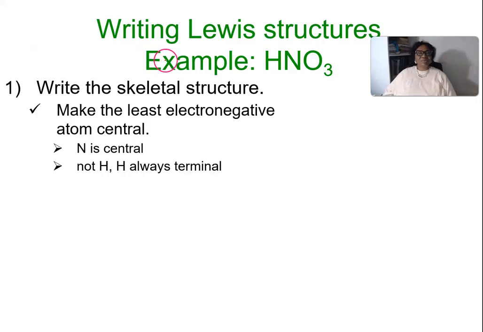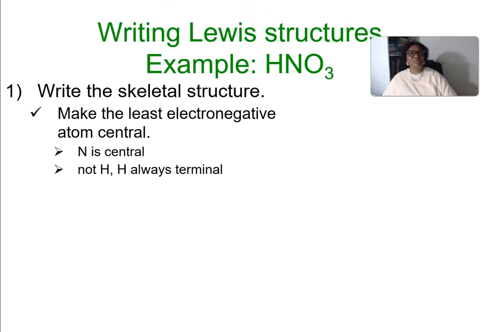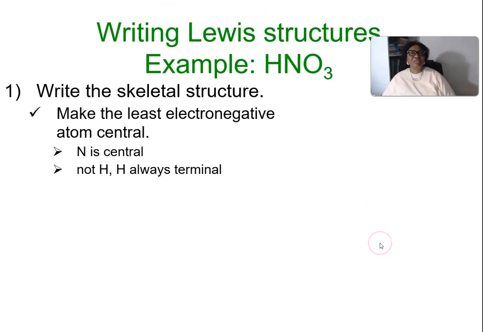So let's see how we can write Lewis structures of compounds. We just studied how to write the Lewis structure of elements. Let's see how we can write the Lewis structure for compounds. So what you do first, write the skeletal structure. Make the least electronegative atom the central atom. So if you look at this group of atoms, hydrogen can never be a central atom.